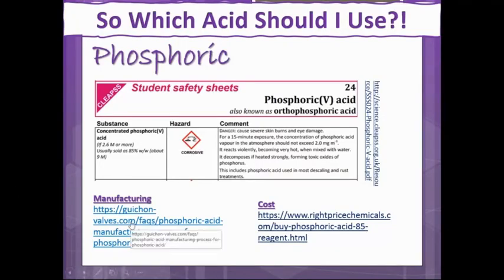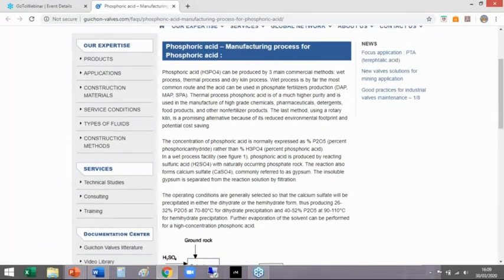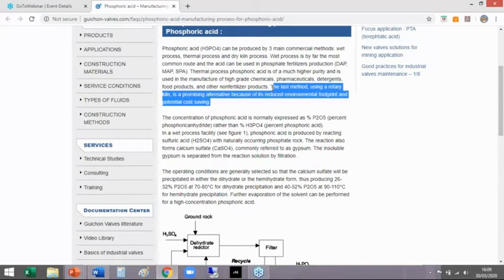Manufacturing. Let's have a look at the manufacturing process here. This is just a website I found earlier that talks about the manufacturing of phosphoric acid. They've got three different methods of doing it. There's a common route. We can make fertilizers. Fertilizers are very important. We touched upon them at GCSE. You can get different purities. Reduced environmental footprint for the last method. That sounds quite good. And saving costs. Industrial chemists are going to like that.